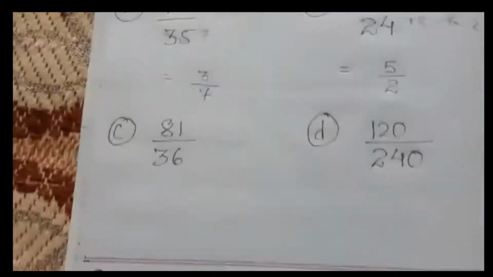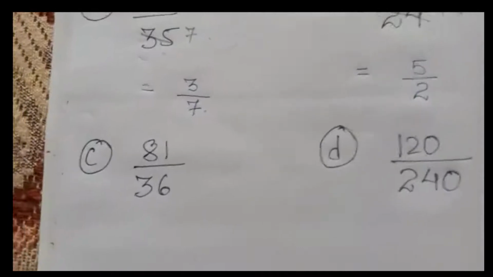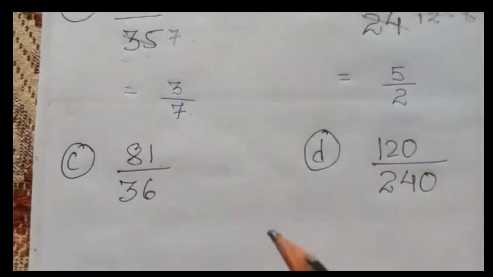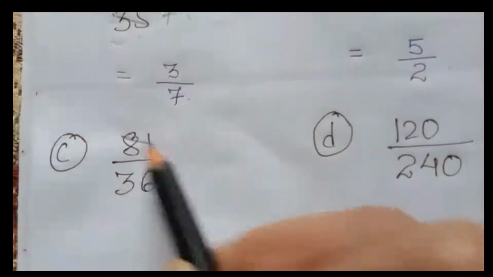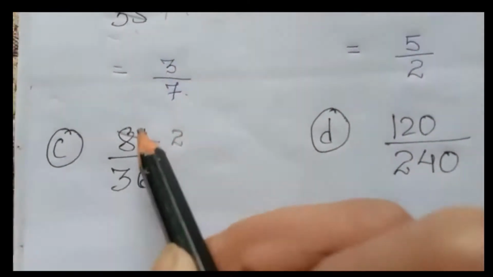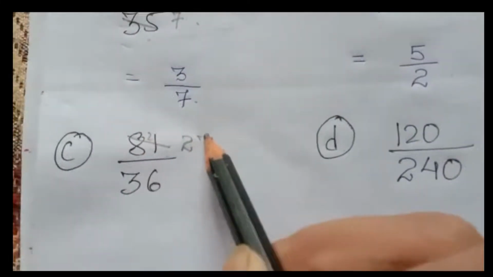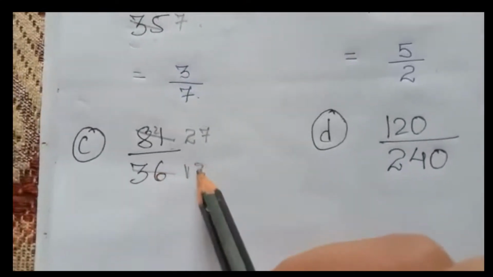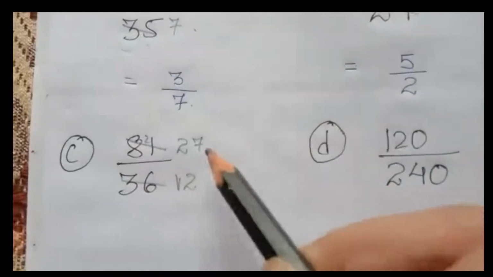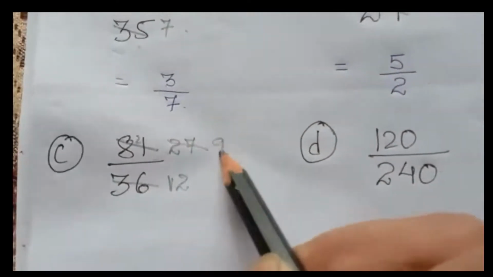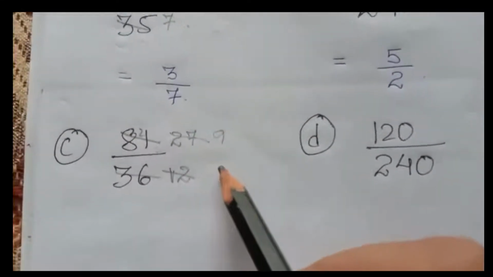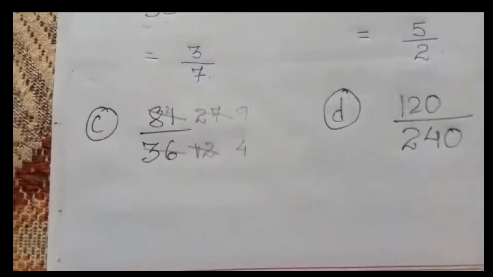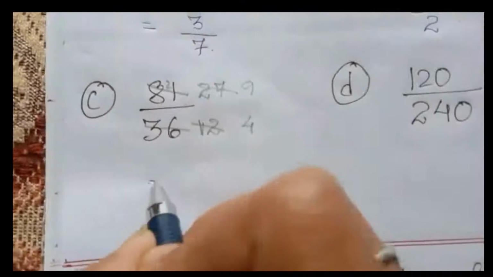This is your answer. Now next is 81 divided by 36. This one is odd, so we will not cancel with 2. We'll try with 3. 3 2s are 6, 3 7s are 21. 3 1s are 3, 3 2s are 6. Again we can cancel with 3. 3 9s are 27, 3 4s are 12. So your answer is 9 divided by 4.